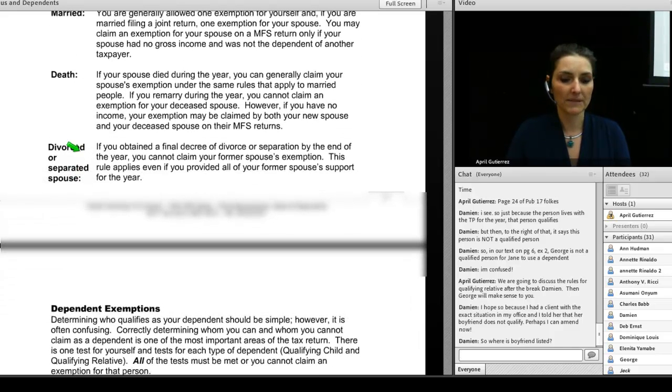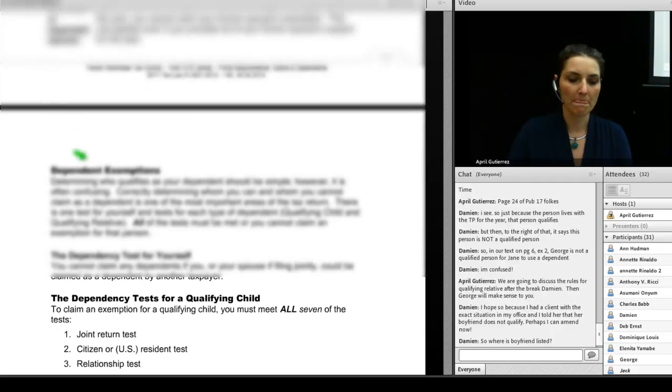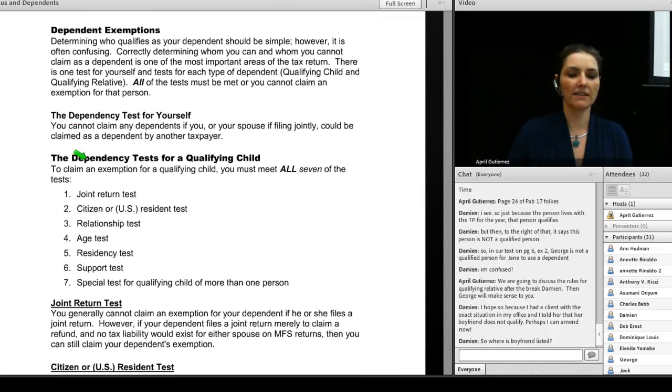Divorced or separated spouse. If you obtained a final decree of divorce or separation by the end of the year, you cannot claim your former spouse's exemption. This rule applies even if you provided all of your former spouse's support for the year. Dependent exemptions.